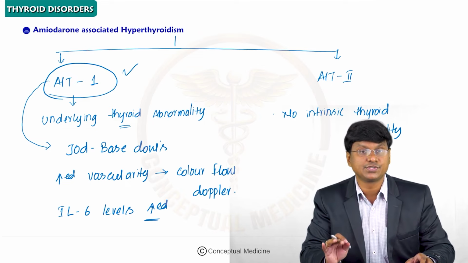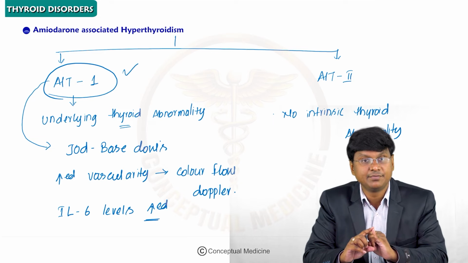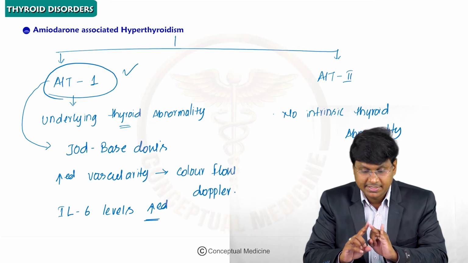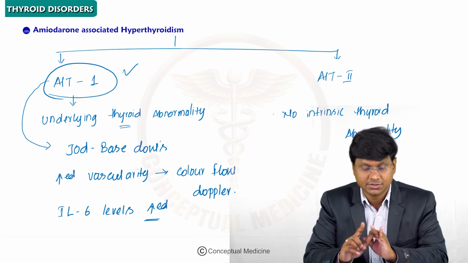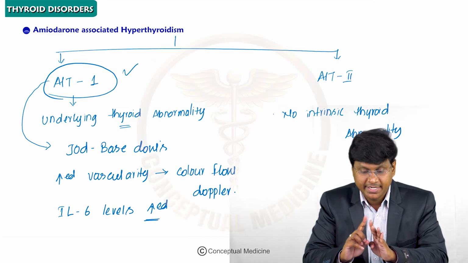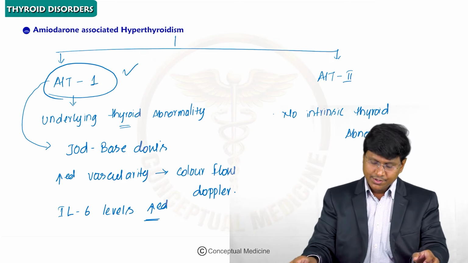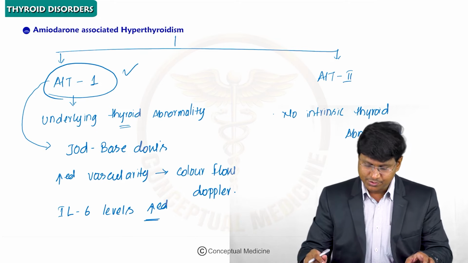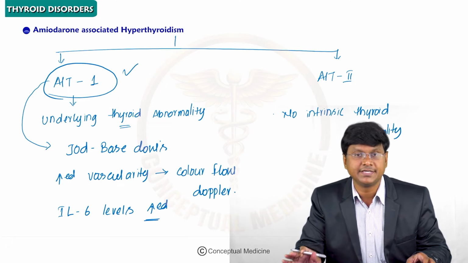That is amiodarone-induced thyrotoxicosis type 1. It is seen in pre-existing thyroid abnormalities. The basic principle for the development of hyperthyroidism is the Jod-Basedow phenomenon. Color flow Doppler will show increased vascularity of the thyroid gland. Interleukin 6 levels are raised. And if you take amiodarone-induced thyrotoxicosis type 2, there is no intrinsic thyroid abnormality here.